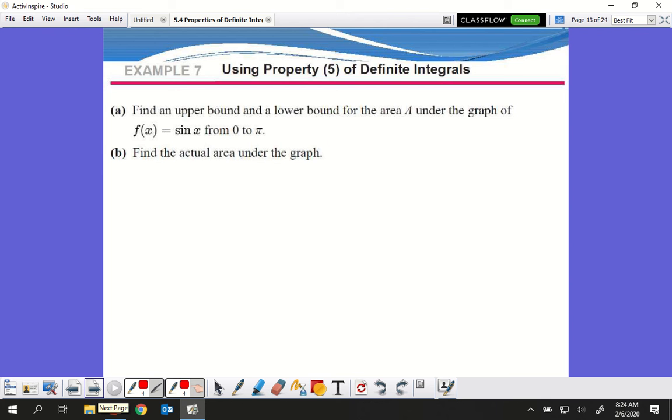All right, so find an upper bound and lower bound for the area A under the graph of sine from 0 to pi. So it's a closed interval, isn't it? Sine is a wave. Okay, sine is a wave. There's a closed interval from there to there. It is continuous. Yes. Okay, what is my lowest point between 0 and pi for sine?